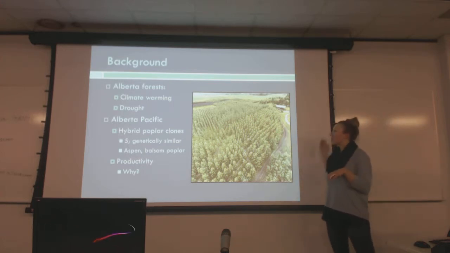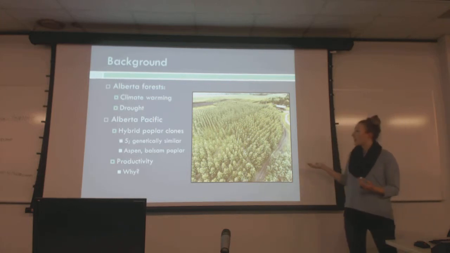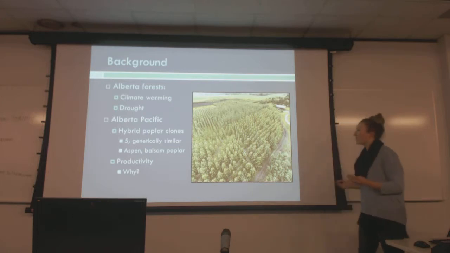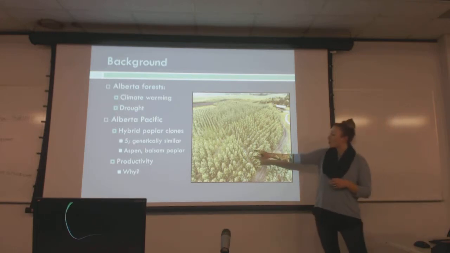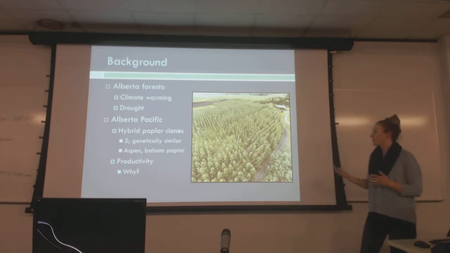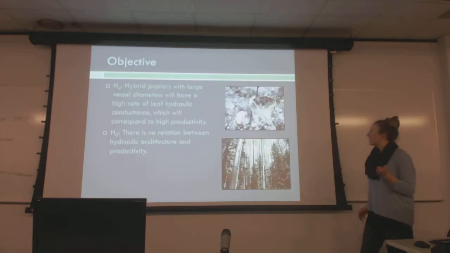Globally, we're seeing an increase in climate change and also an increase in drought in Alberta. One of my collaborators for this project is Alberta Pacific, a pulp mill up north, and they work with hybrid poplars. They gave me 5 hybrid poplar clones to work with. I also chose the 2 pure parent species, aspen and balsam poplar, to see what this hydraulic architecture is like. They're really concerned about how it might be influencing productivity from a production standpoint, but I wanted to know from a physiological standpoint why that might be.